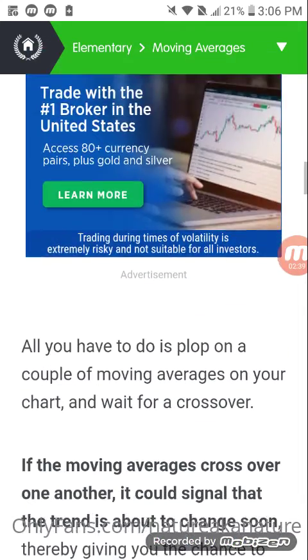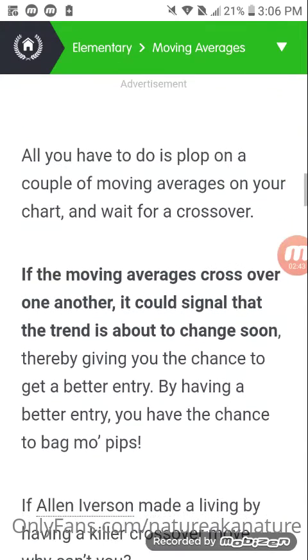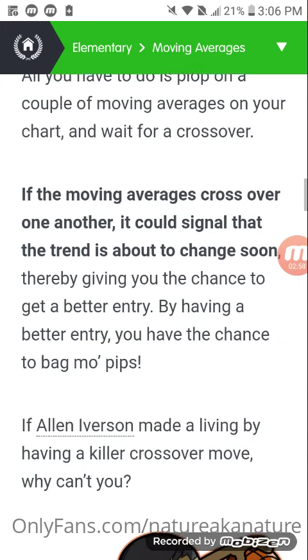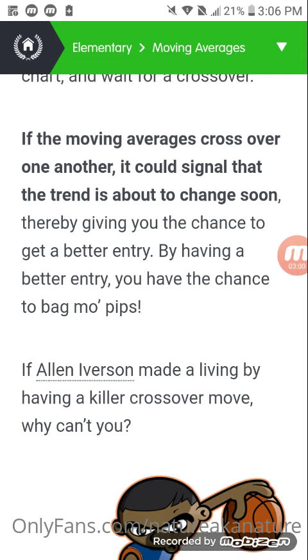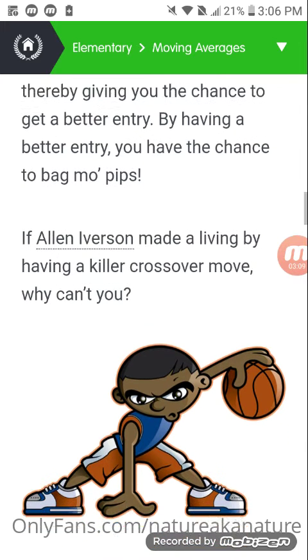So all you have to do is plop a couple of moving averages on your chart and wait for a crossover. If the moving averages cross over one another, it could signal that a trend is about to change soon. When moving averages cross over, it signals a trend reversal, giving you a chance to get into a better entry. By having a better entry, you have a chance to bag more pips. If Allen Iverson made a living by having a killer crossover move, why can't you?